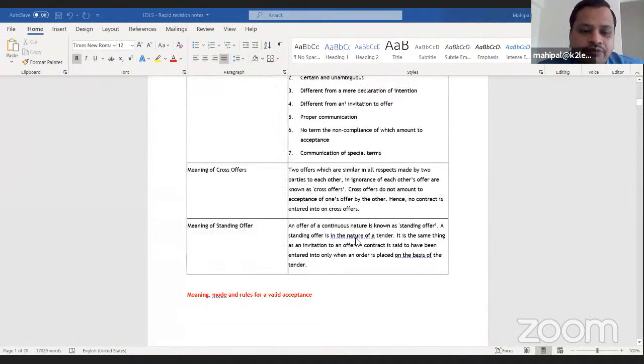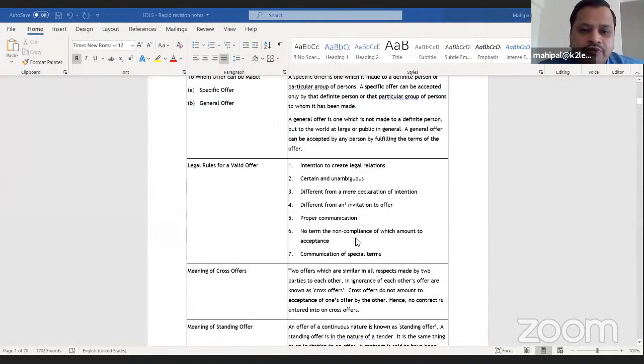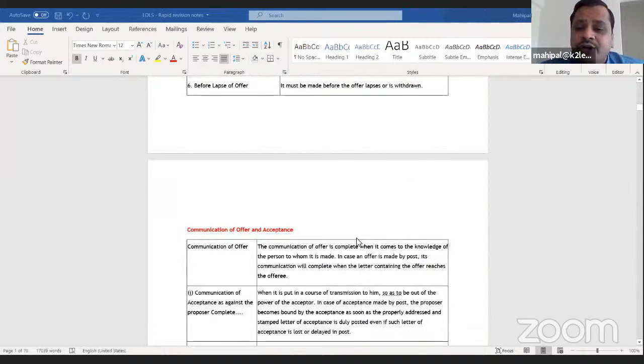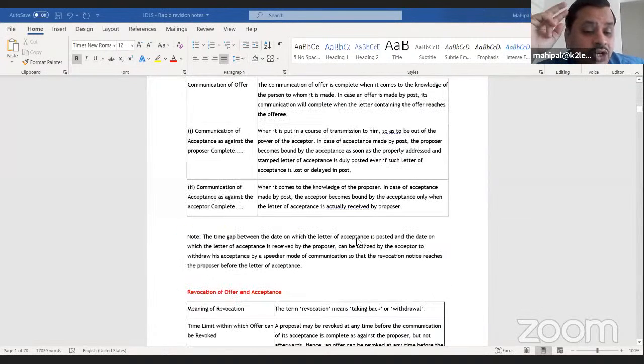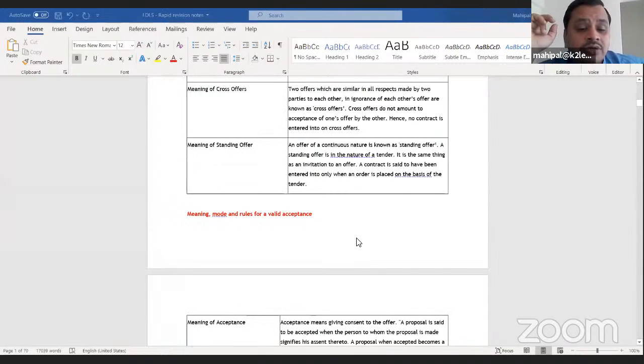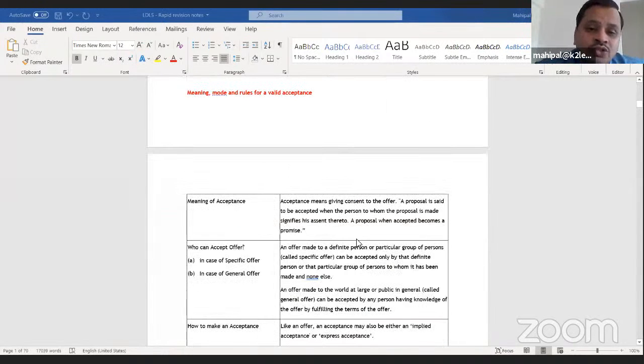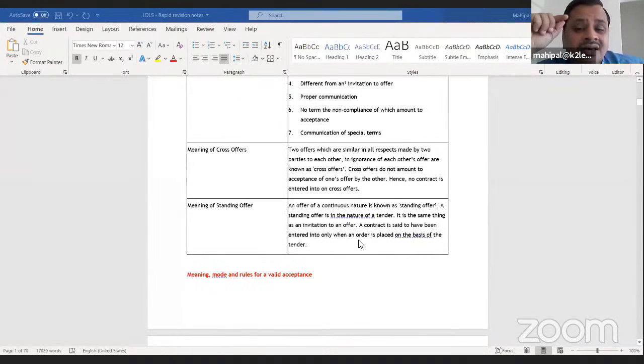Okay. Types of offer. We will look into types of offer. Number one, specific offer given to an individual person. General offer given to the public at large. Next comes cross offer. What is a cross offer? Cross offers are similar offers given by parties in ignorance of the original offer.